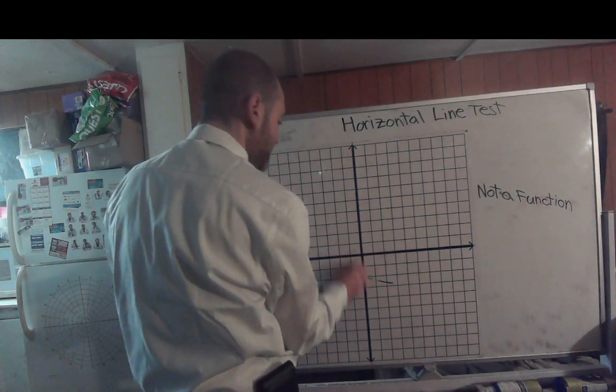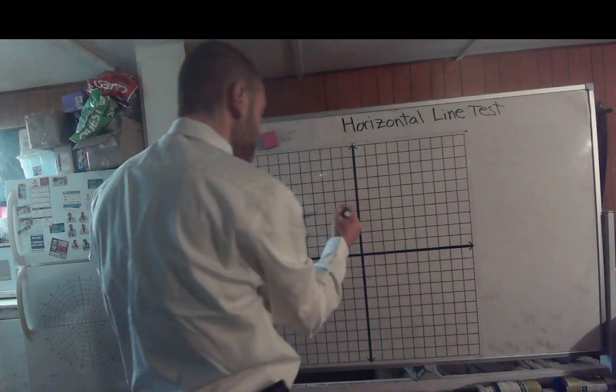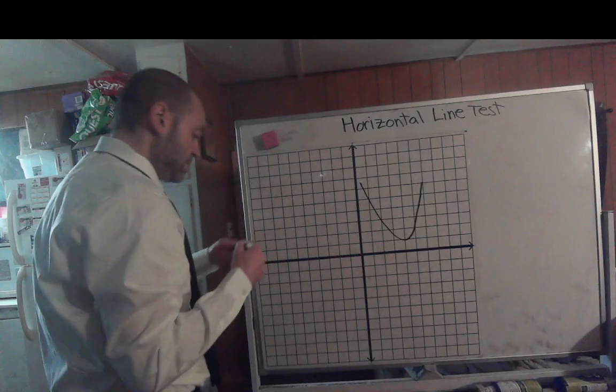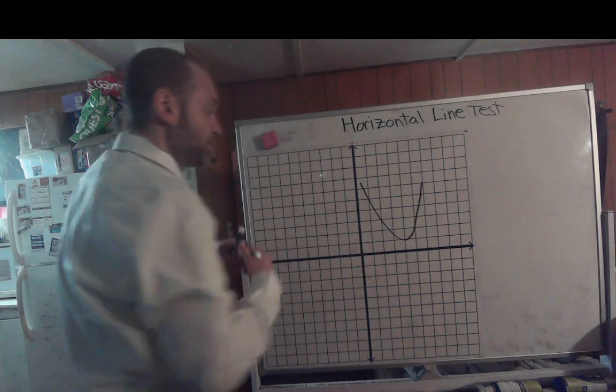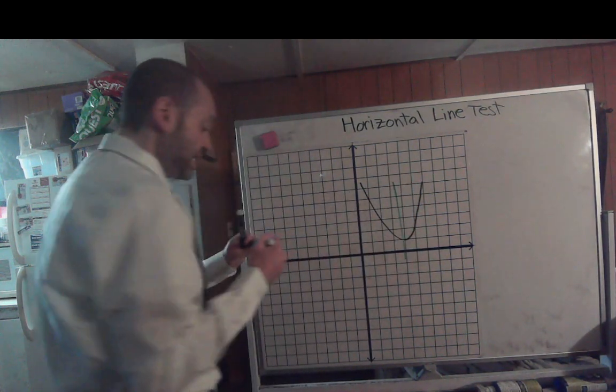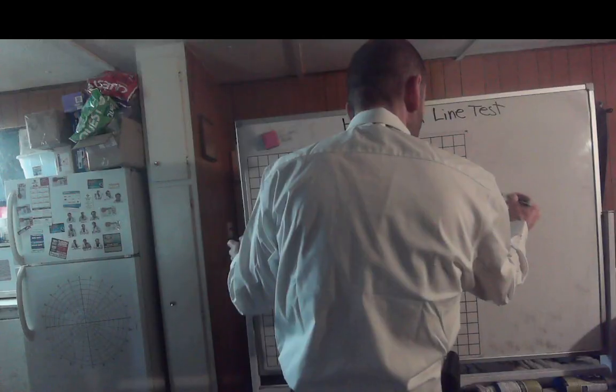All right, now let's say I have a parabola. So first let's apply the vertical line test. And it passes the vertical line test, right? Because it only goes through the graph at one point. So this is a function.